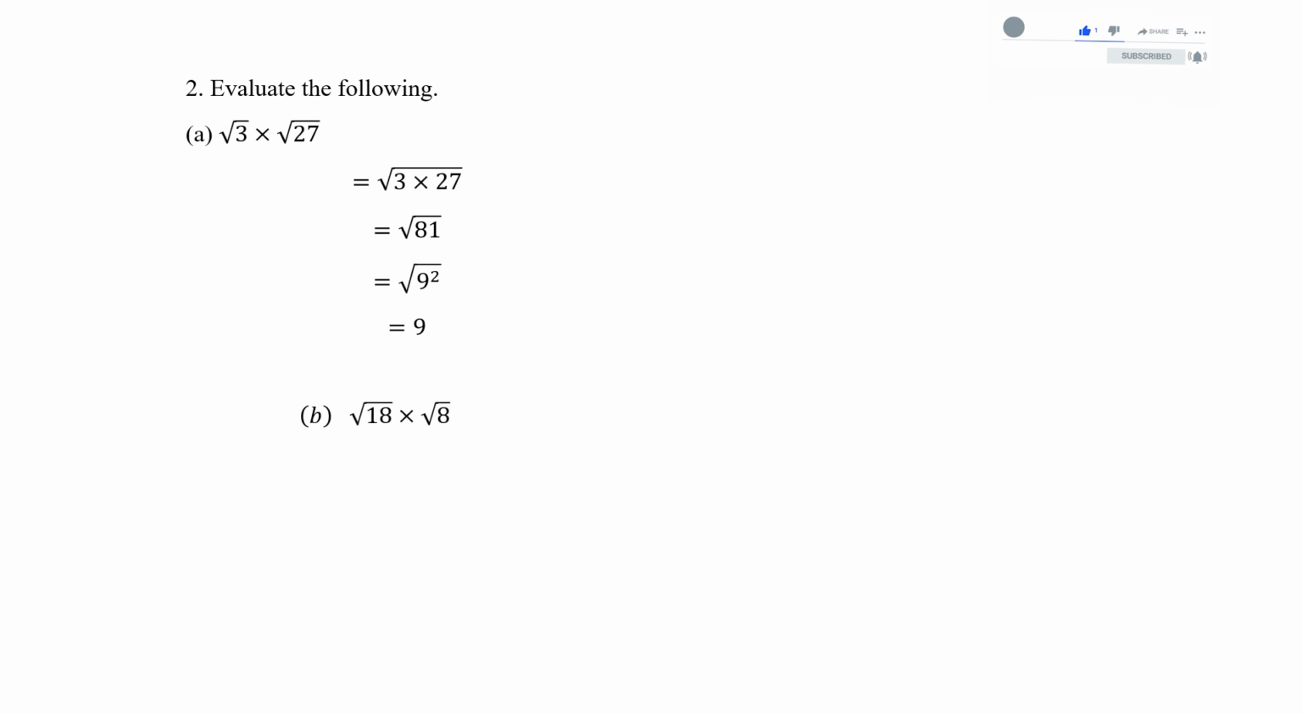When we go to part B, root of 18 times root of 8. As the first one, we're going to do the same thing here. The 18 is going to multiply the 8, and both of them are still under the square root. Then when you multiply, we are having 144. Then 144 is 12 squared. Then square root of 12 squared is going to give us 12.